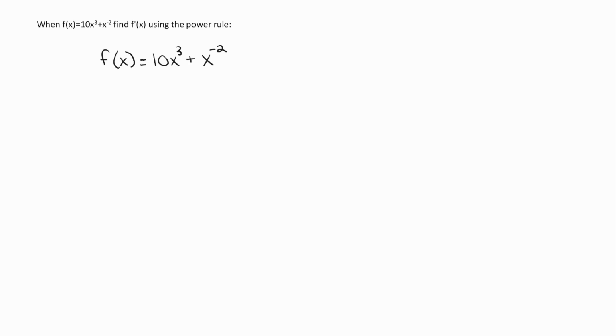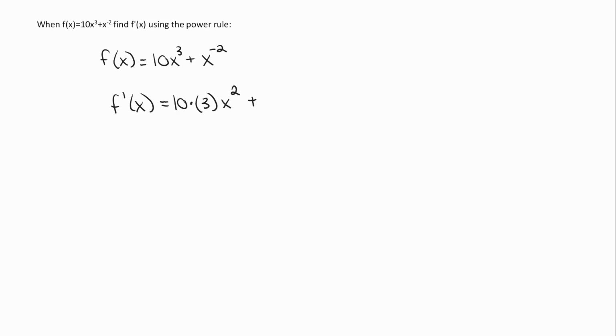What we can do by using the power rule is we multiply by the exponents of the individual terms, and we subtract 1 from the power. So f prime of x, and we're going to do this step by step. We're going to have 10, which is originally there, multiplied by 3 times x to now 3 minus 1. So this is where we get our x squared from.